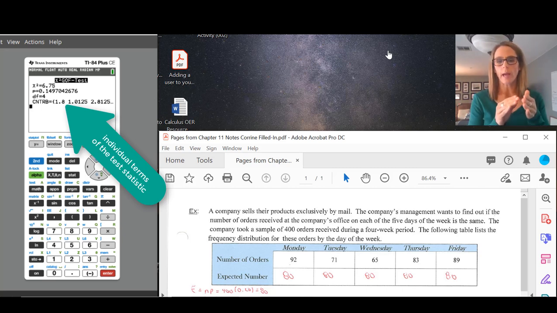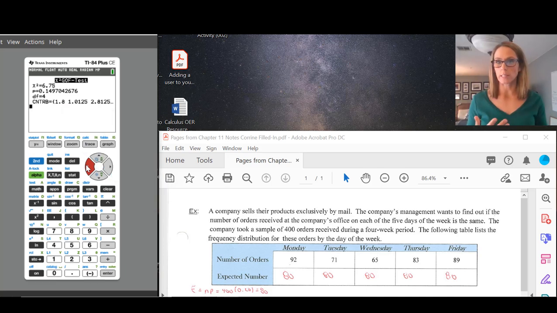So the 1.8 is actually 92 minus 80 squared divided by 80, which is, if you're doing the test statistic by hand, the value that would come out from doing Monday's value. So if you were to scroll to the right, you can see all the other contributions to the test statistic. Adding those all together is what gives you the 6.75, which is your test statistic, which can be compared using a table, or if you're using the p-value method, you have the p-value to make your decision. And that's an example of the goodness of fit test, chi-squared GOF test on the graphing calculator.